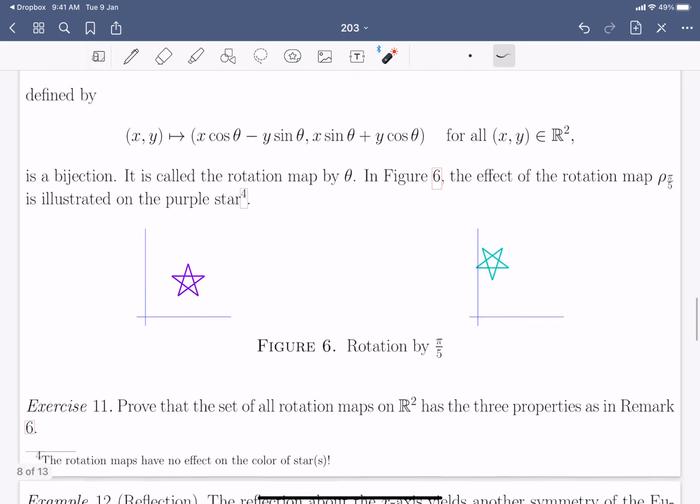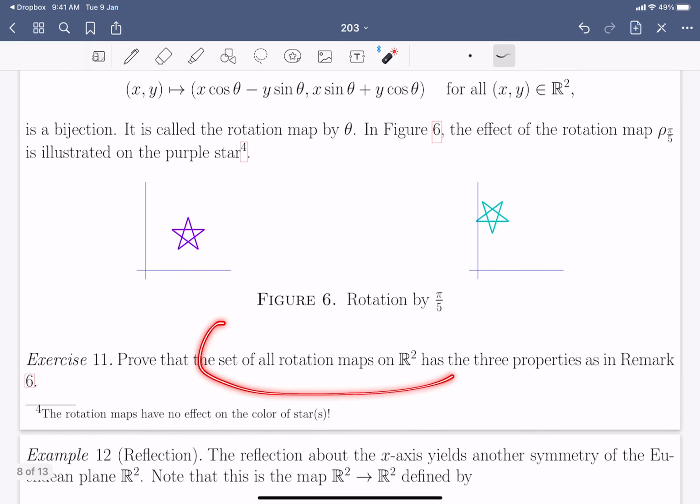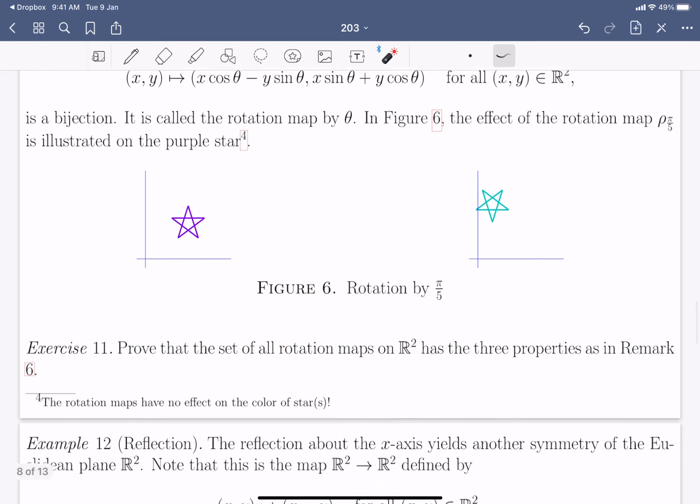In that case, you can again try to verify that the three properties that we have been looking for in remark 6 hold for the set of all rotation maps of R2. The set of all rotation maps, that is important.